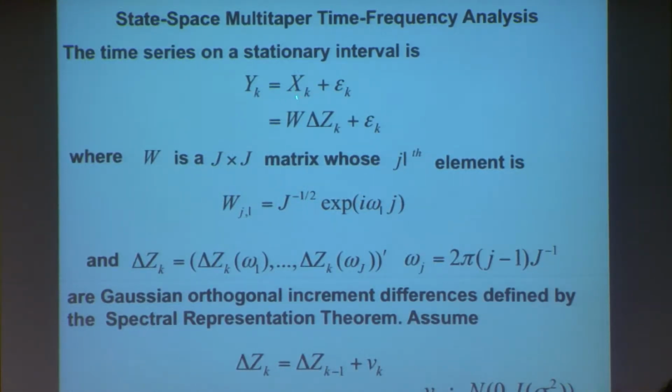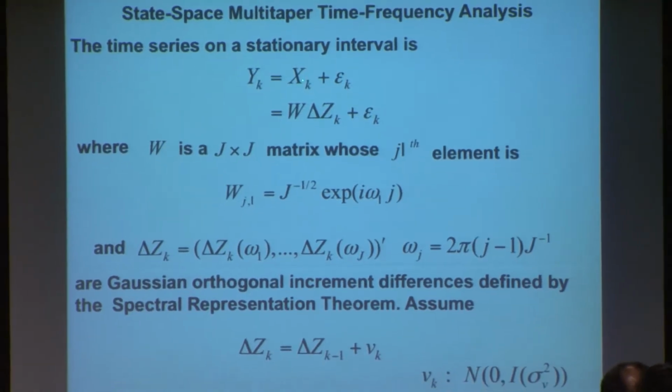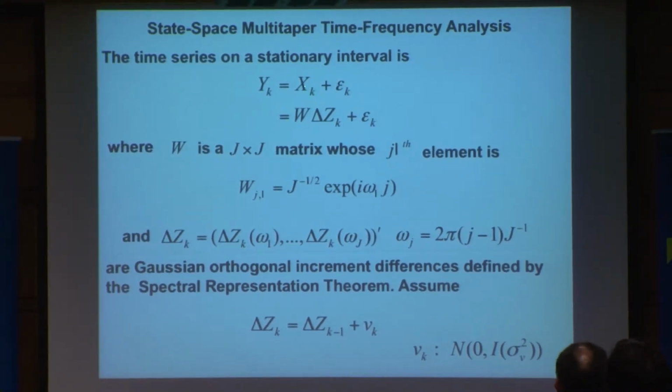So let me take this locally stationary quantity, this part of my data, and let me just write it in terms of its spectral representation. So the W is effectively like the inverse Fourier transform. I've written this in discrete form here. These delta Z_k, which I'm going to assume are Gaussian, are the orthogonal increments, plus the noise, and so that's what my data is made up of.